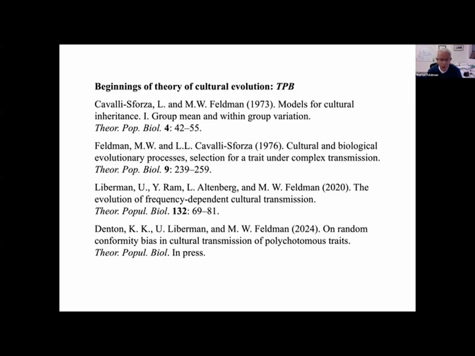Later on in TPB, you see the evolution of frequency-dependent cultural transmission, which included oblique and horizontal transmission, the notions of which Cavalli and I had introduced in the 70s, the difference between vertical, oblique, and horizontal transmission, and the notion of gene culture disequilibrium or culture disequilibrium. Those were all ideas that came out of the journal Theoretical Population Biology. And I'll draw your attention to the most recent paper, which is in press right now with my PhD student, Kayla Denton, which incorporates randomness into these cultural transmission models in a way that's never been done before, and in particular with respect to conformity.